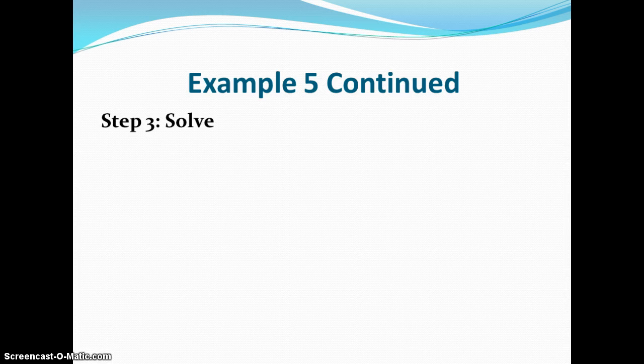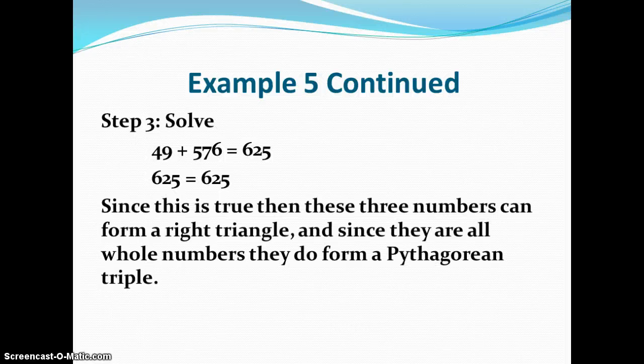We're going to solve to get 49 plus 576 equals 625. And when you add 49 and 576, you get 625 equals 625. And since this is true, then these three numbers can form a right triangle. And since they are all whole numbers, they do form a Pythagorean triple.